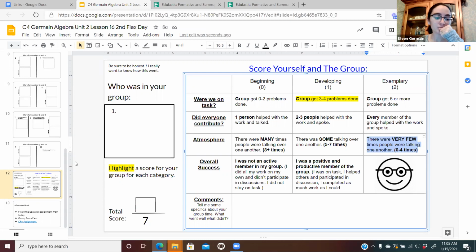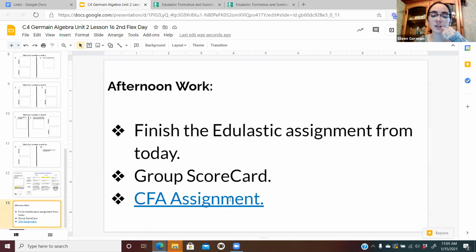And then the CFA is literally 1 question that you need to do. Just like every other CFA, 1 question you need to complete. That should take you 2 minutes. The scorecard should probably take you 2 to 5 minutes, depending on the comments you want to make. And you're finishing the Edge Elastic. My suggestion to you this weekend: go in and check all of your assignments to make sure that everything is in. I'm putting grades into PowerSchool.